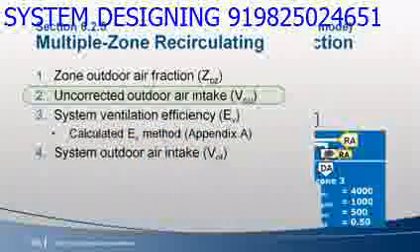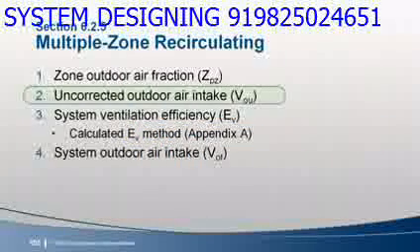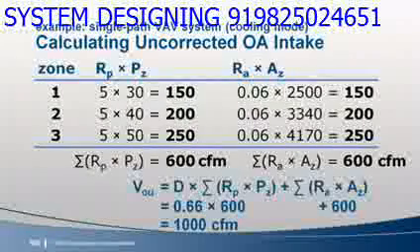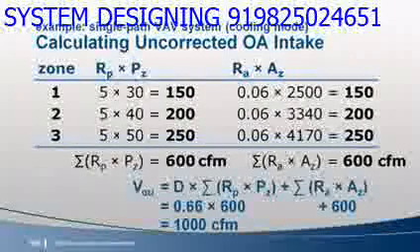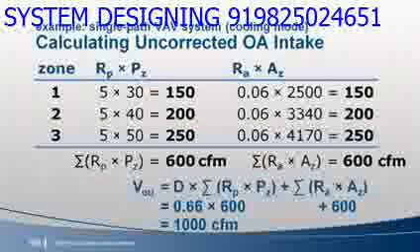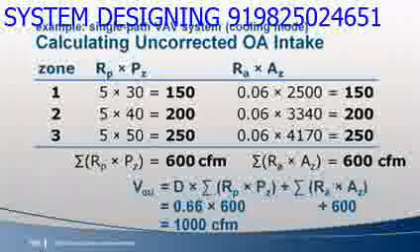With the zone fractions calculated, the next step is to determine the uncorrected outdoor air intake, V sub OU. Again, this is the same as the single path VAV example, so I won't spend much time here. Taking credit for occupant diversity, the uncorrected outdoor air intake is 1000 CFM for our example.